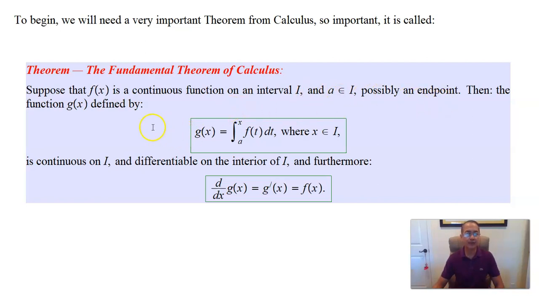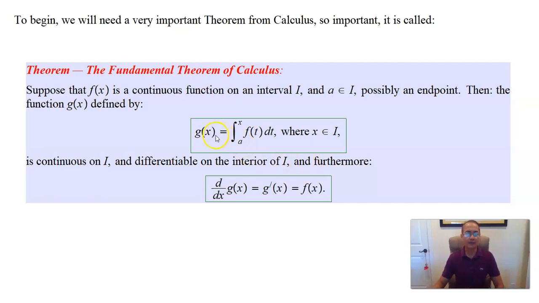Then the function g of x, which is defined by this funny formula, g of x is the definite integral from a to x of f of t dt, where x is any other number from that interval, including possibly a. Then this function g of x is continuous on the interval and differentiable on the interior of I. Okay, so if you chose an endpoint for a, then you just ignore that endpoint and you focus on the interior of I.